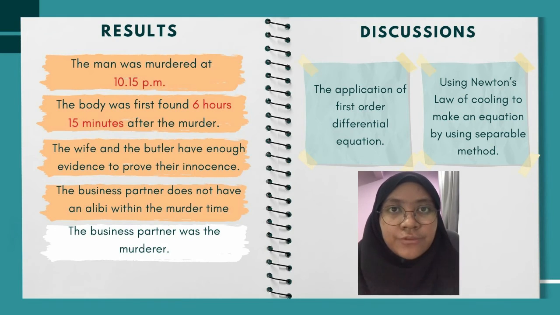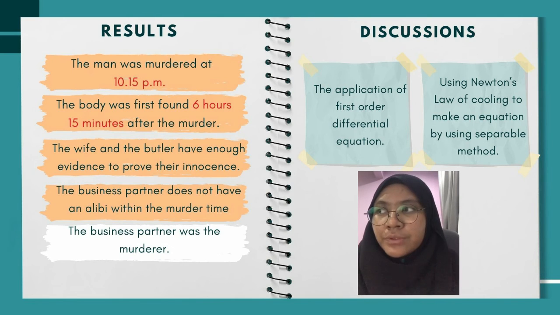For the results and discussion for the case study, I will first explain the result. So after we solve all of the questions in case study N2, we can state that the man was murdered at 10:15 p.m. and the body was found 6 hours and 15 minutes after the murder. The wife and the butler have concrete and enough evidence to prove their innocence, but the business partner does not have an alibi within the murder time. So that concludes that the murder was done by his business partner.